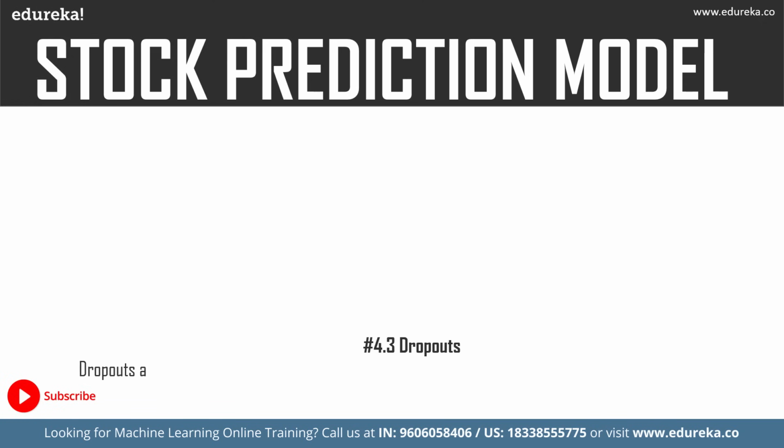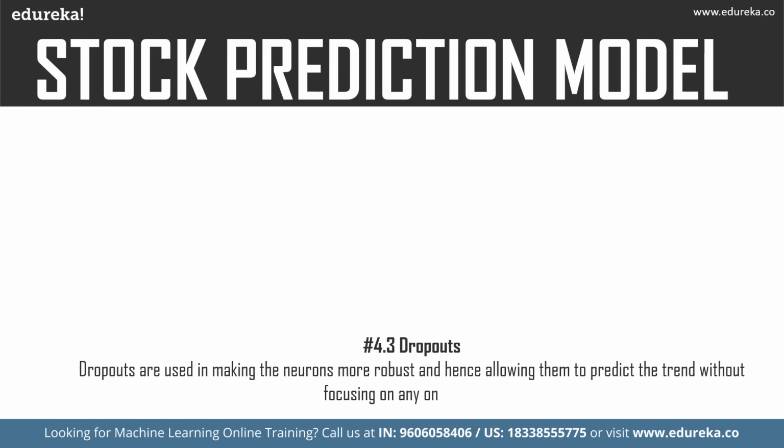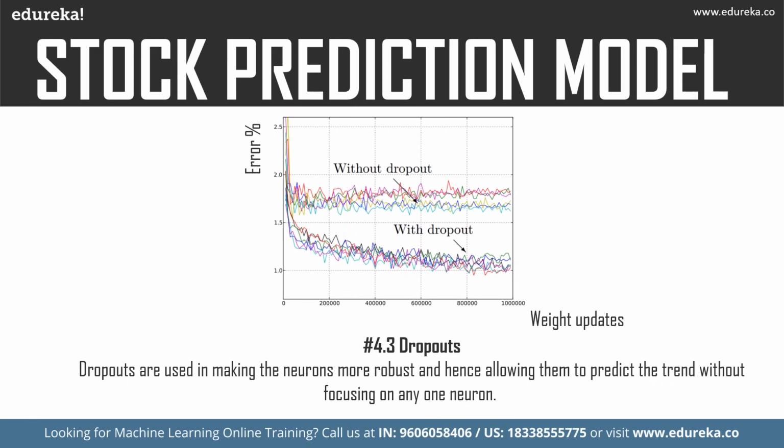And finally, we're going to talk a little bit about dropouts. Now, a new method of preventing overfitting considers what happens when some of the neurons are suddenly not working. This forces the model not to be overdependent on any groups of neurons and to consider all of them. Dropouts have found their use in making the neurons more robust and hence allowing them to predict the trend without focusing on any one neuron. Here is the result of classification error percentages with and without the dropout. As you can see, without the dropout, they are way higher than with the dropout.